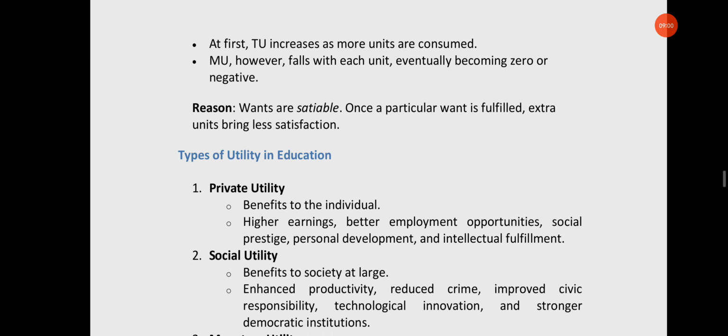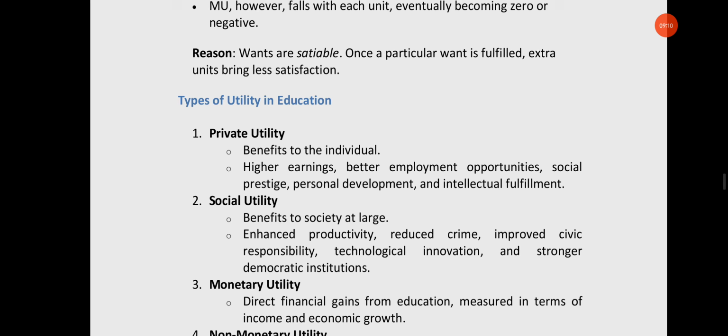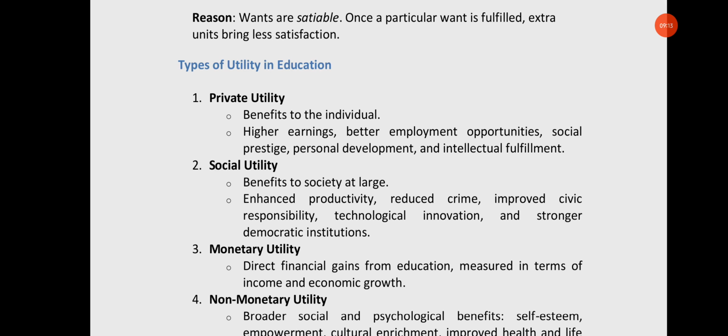At first, total utility increases as more units are consumed. Marginal utility, however, falls with each unit, eventually becoming zero or negative. Reason: wants are satiable. It means that wants are not things that cannot be satisfied. Wants are like things that can be fulfilled. Once a particular want is fulfilled, extra units bring less satisfaction.